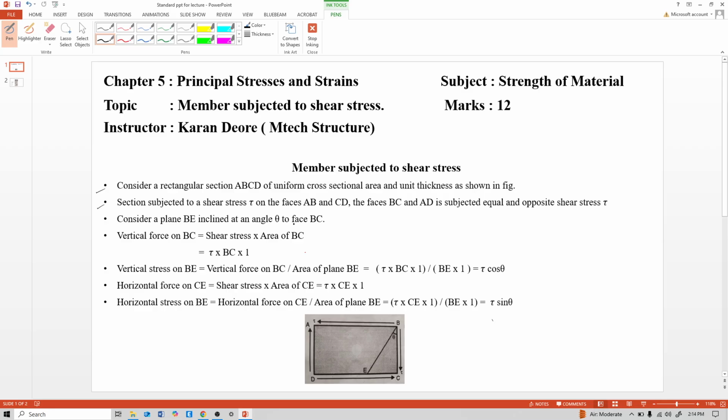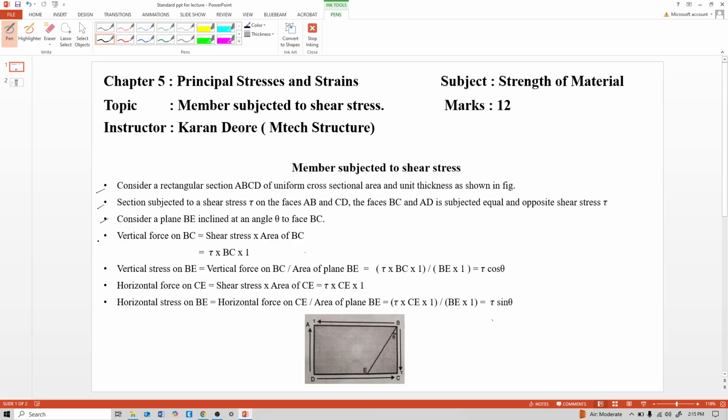Consider a plane BE inclined at an angle theta to face BC. This is the BC face and this BE face is inclined at an angle theta to BC. Vertical force on the BC plane is equal to shear stress multiplied by area of BC. Shear stress is tau and area of BC is BC into 1. So tau BC is the vertical force on BC.